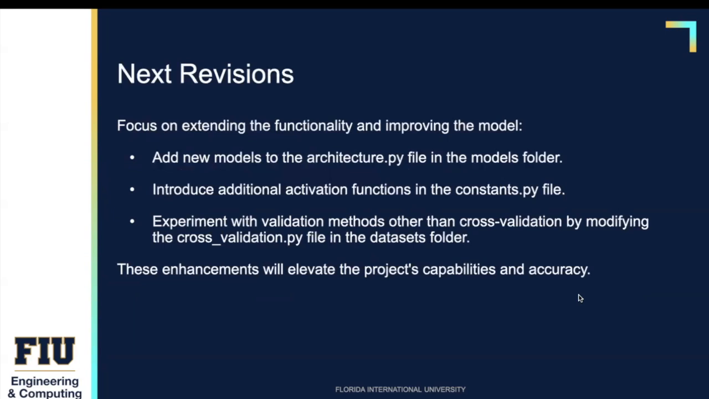And for our next revisions, we want to focus on extending the functionality and improving the model. By adding new models to the architecture.py file in the models folder, we can introduce additional activation functions in the constants.py file and experiment with validation methods other than cross-validation by modifying the cross-validation.py file in the datasets folder. These enhancements will elevate the project's capabilities and accuracy.